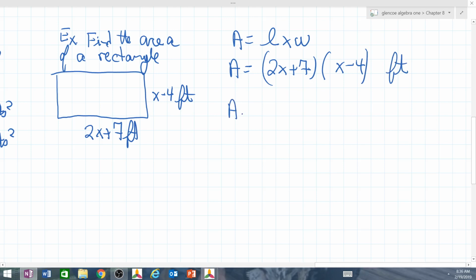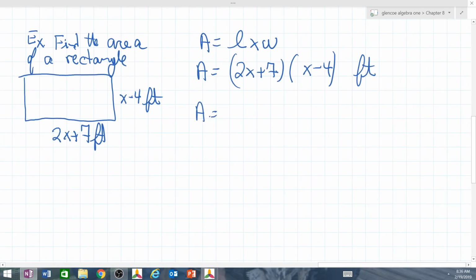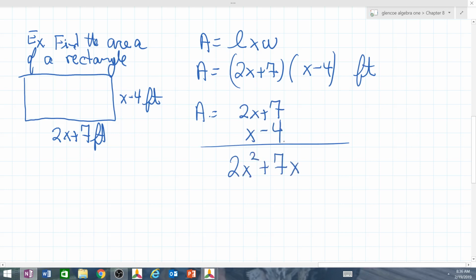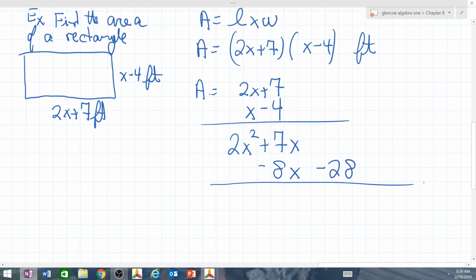You have two choices. You can vertically multiply, or you can use the FOIL method. I will use vertical multiplication one more time just so you guys can see it used. x times 2x is 2x squared. x times 7 is plus 7x. Negative 4 times 2x is a minus 8x. And negative 4 times 7 is a minus 28, which gives me 2x squared, 7x minus 8x, minus 28. So 2x squared minus x minus 28 feet squared.